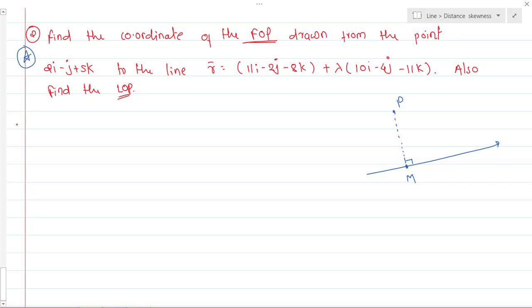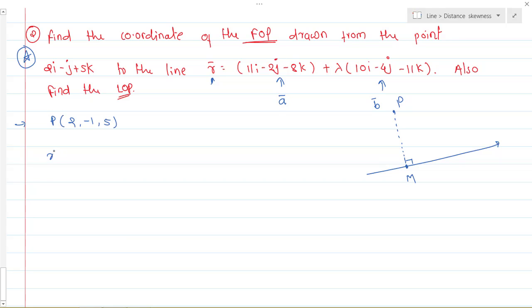Okay, so point P is given as what? It is (2, -1, 5). This is the coordinate of point P. Okay, and this is the equation of the line. In this, this is my a bar and this is my lambda and this is my b bar. So b bar is always parallel to the line and a bar is nothing but the point lying on the line. So the equation of the line becomes what?